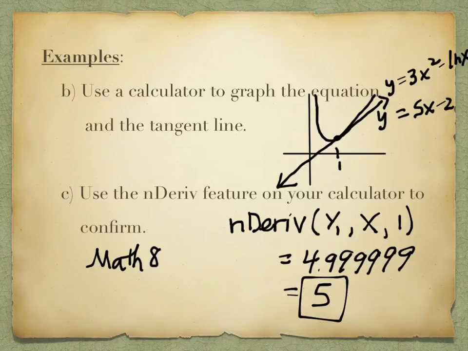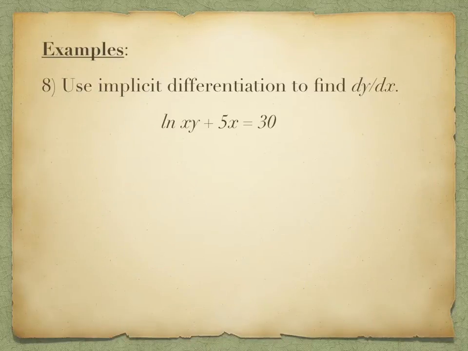Let's see. We have 2 more pieces of information in section 6.1 that we take a look at. Number 8, implicit differentiation. You guys have seen that before, right? What does implicit differentiation mean?